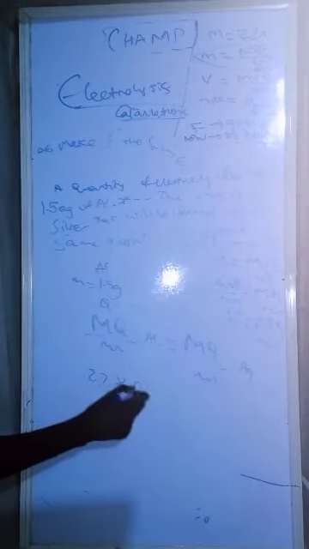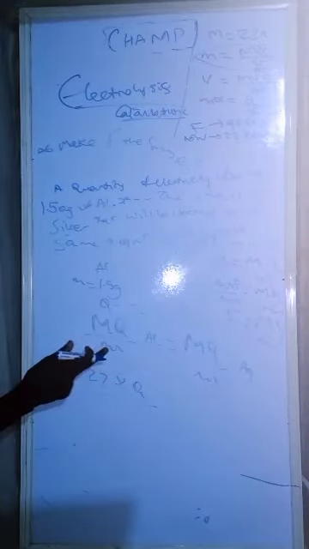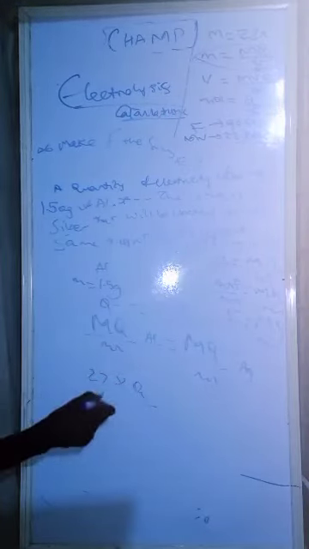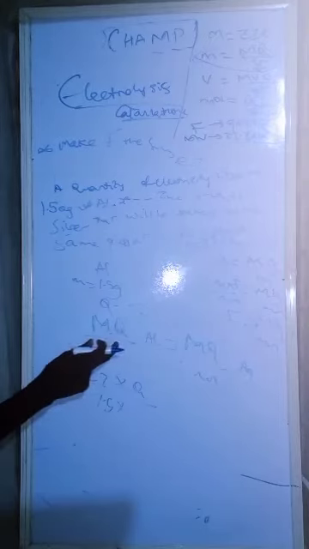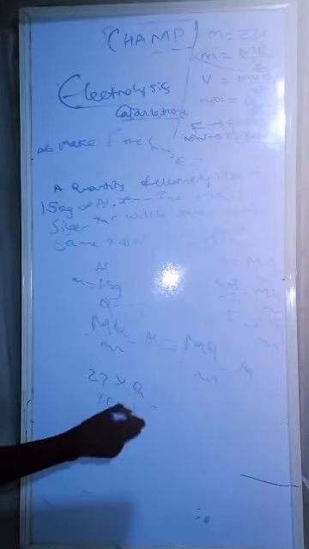27 times Q, right? Over what's your M? The mass, 1.5. What's your N for aluminium? That's 3. We are confused about how I got this formula. I said you make F your subject. That's what I read here. Make F your subject. So cross multiply.